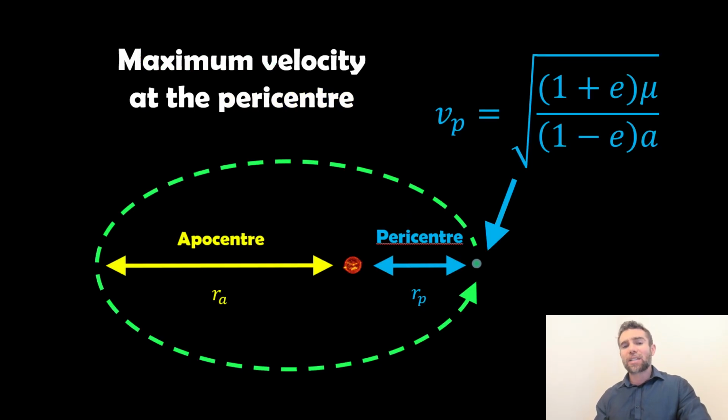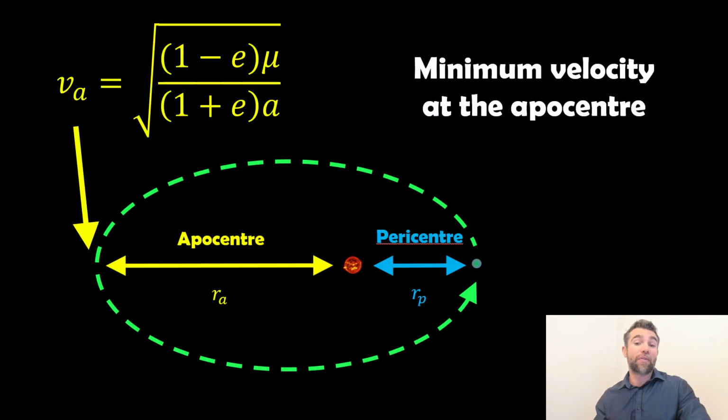Now, the maximum velocity is going to be at the pericenter. So when the two objects are closest on their orbit, that is the maximum velocity, and that's the equation you can use to calculate that. So again, you've got mu in there, you've got the eccentricity, and you've got the semi-major axis. And you can see that as your eccentricity increases, we're going to expect a bigger difference here than we would from the other side, which is going to be our minimum velocity.